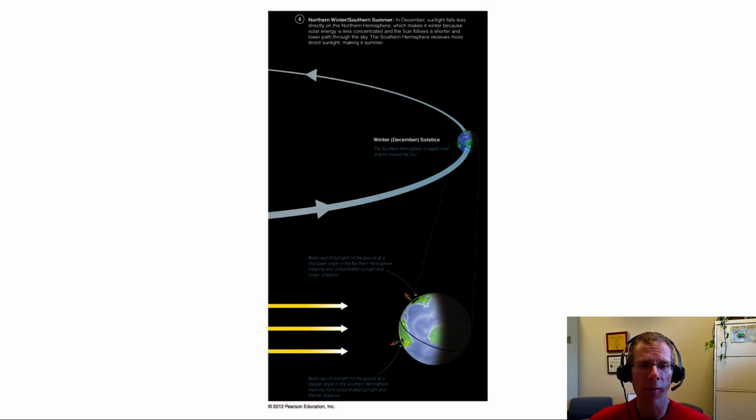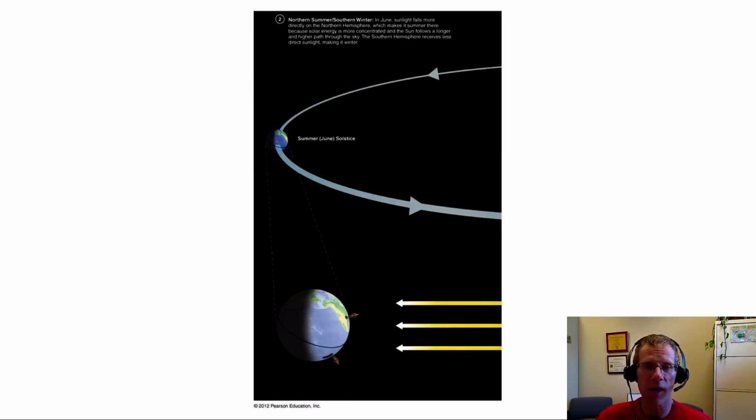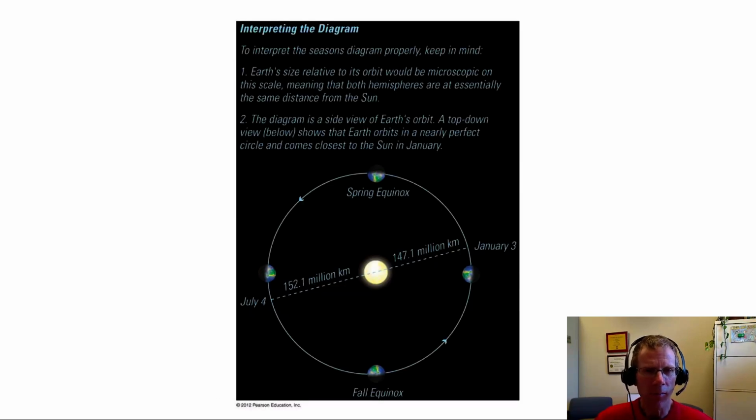Wintertime, northern hemisphere winter corresponds to southern hemisphere summer. So that person that's standing in the southern hemisphere, they are getting the concentrated light again. And that is a pretty big difference. That 3% difference that we saw before, that isn't very meaningful.